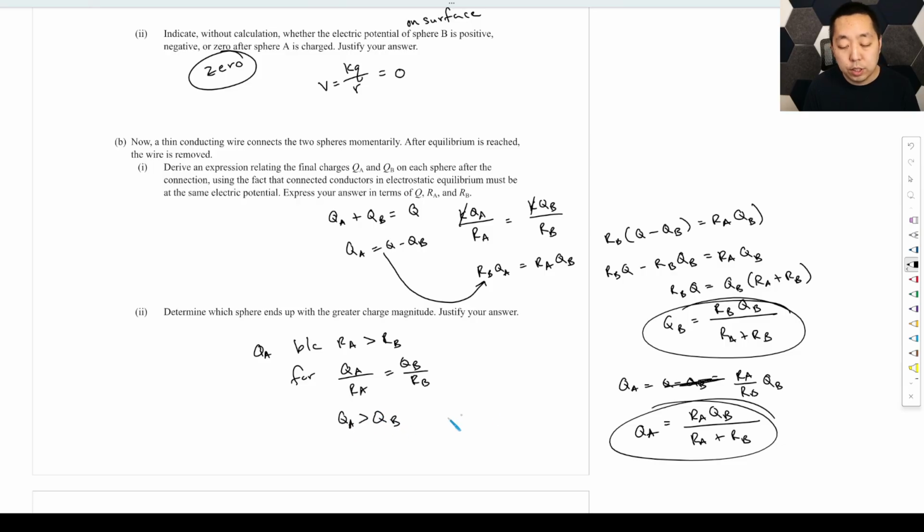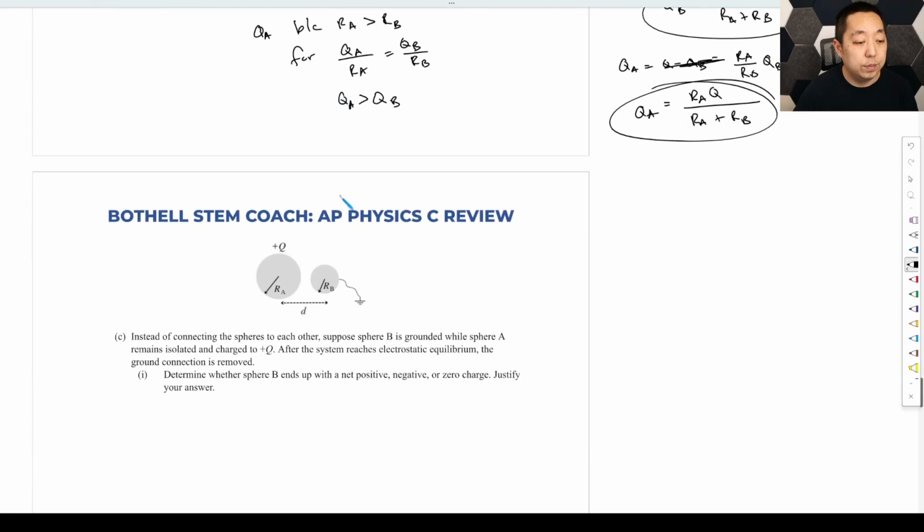And you can also do this analytically because they both have the same denominator. RA is greater than RB. Sorry, this is not supposed to be QB. This is supposed to be Q. My bad. Because I was supposed to divide that over. Yeah, they have the same total charge, but RA is bigger than RB, right? So then the QA is going to be bigger. That's another way to argue that one.